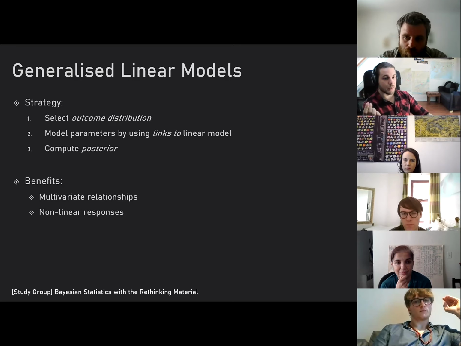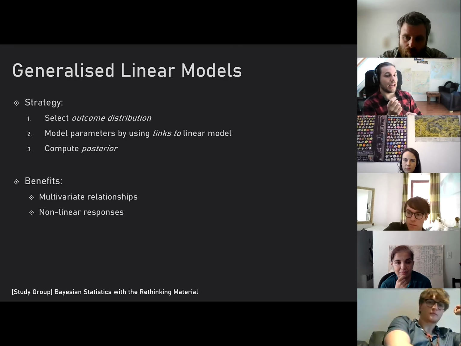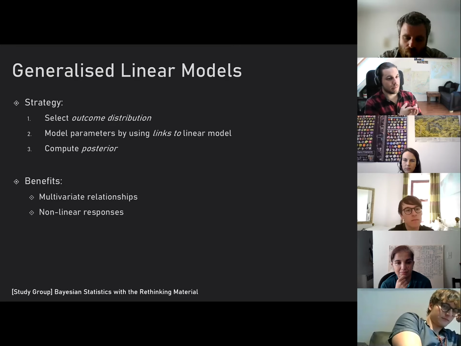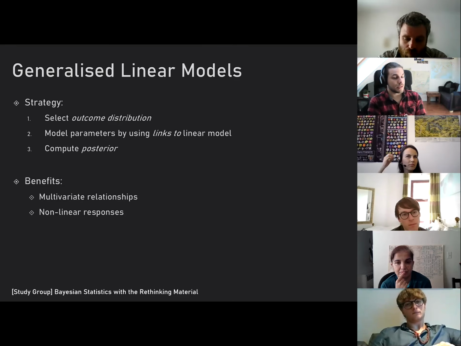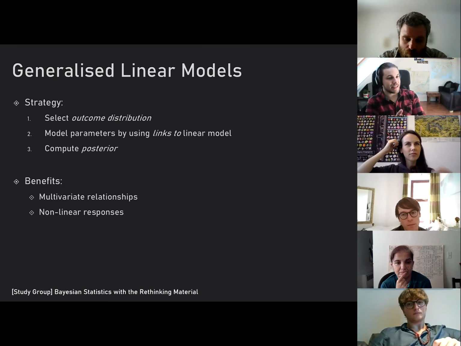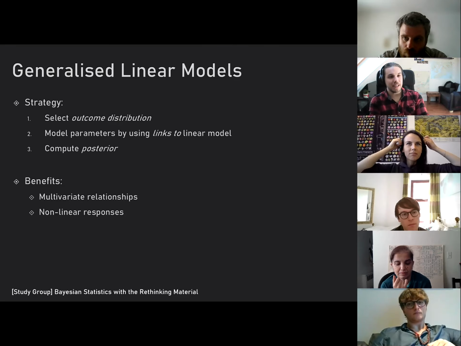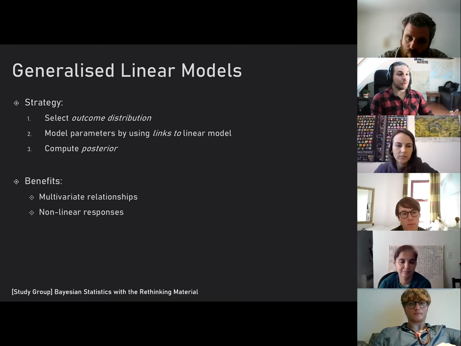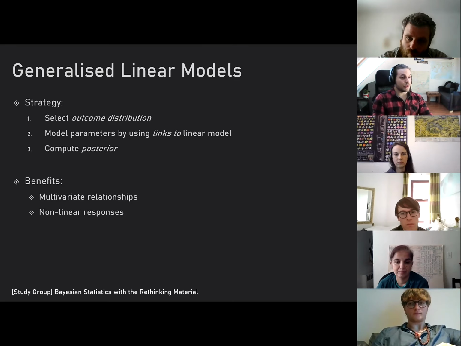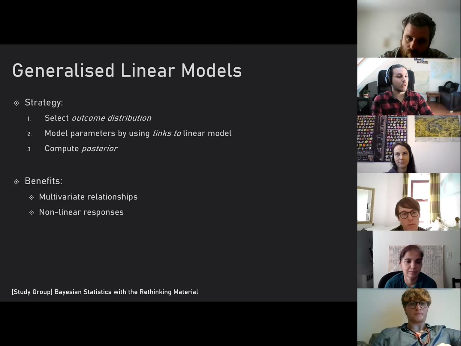So in the Bayes way, what we have to do is we have to select an outcome distribution according to maximum entropy principles. We have to select model parameters, and we then have to link these to a linear model. What I mean by this will become clear in a second, I hope. And I wish that someone had explained this as well as the book has when I was taught statistics, because links never really made a lot of sense to me, and they are starting to make a lot of sense now. And once we've chosen both of these, the outcome distribution as well as the link functions, we're then ready to compute our posterior.